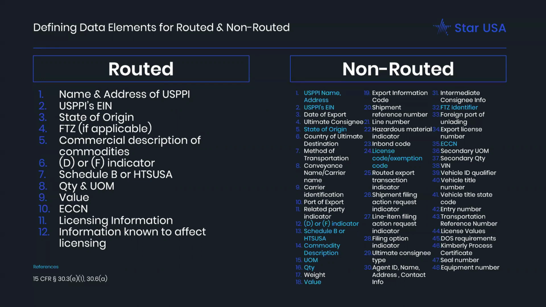In a non-routed transaction, the USPPI is responsible for the 48 items that are listed on the right-hand side. This is a loose 48. It's those same 12 elements from the first part, but also all of these other pieces, including the date of the export, who the ultimate consignee is, the country of the ultimate destination. These are things that the exporter is going to know, and in a non-routed transaction, that exporter that would know these things is the USPPI. So there's a higher burden of knowing what's going on with your shipment in a non-routed transaction.